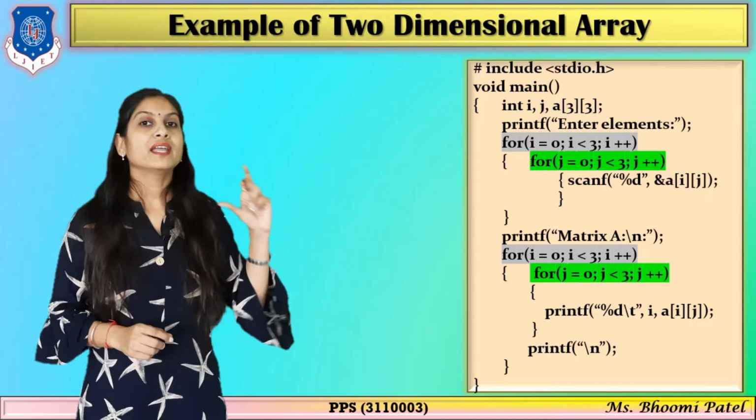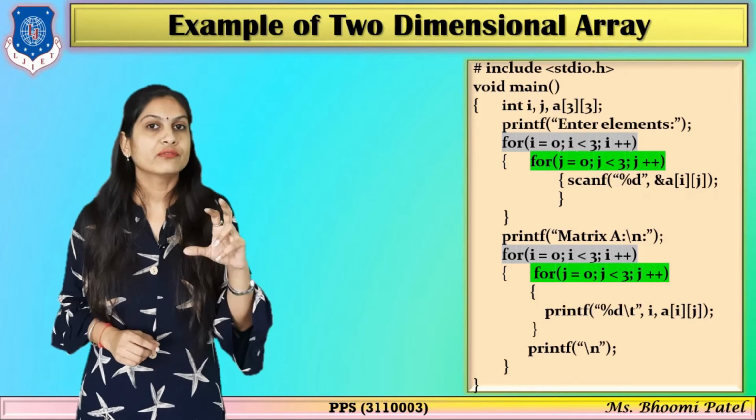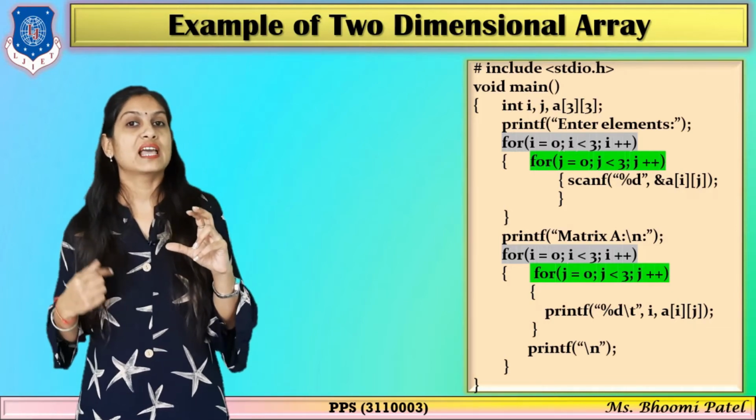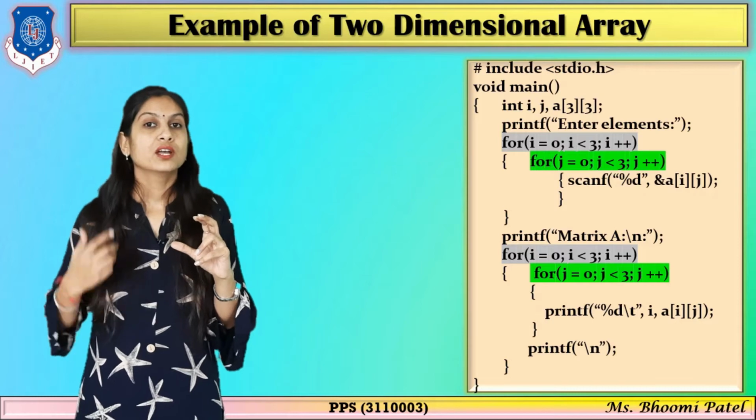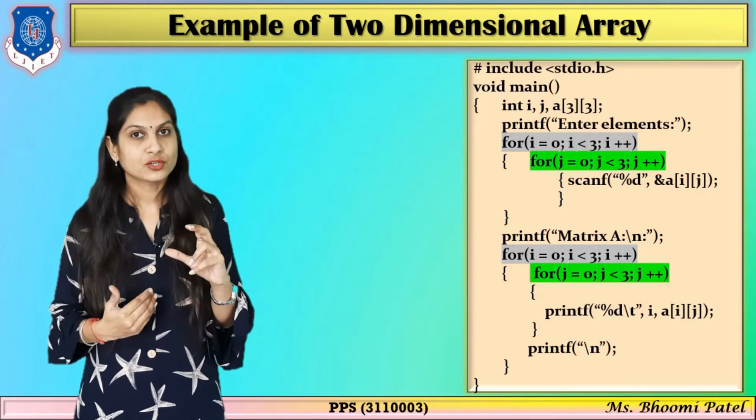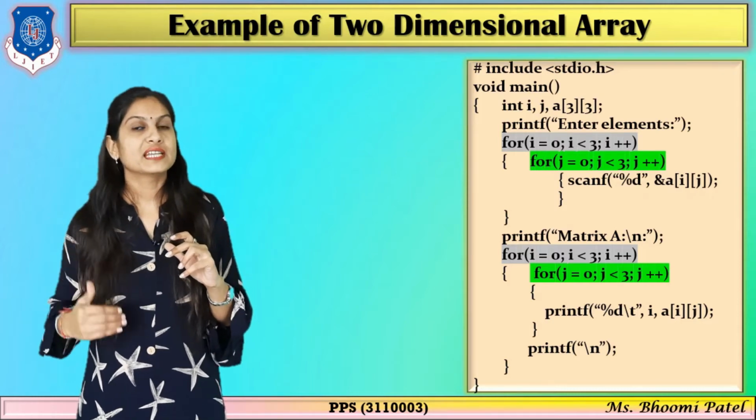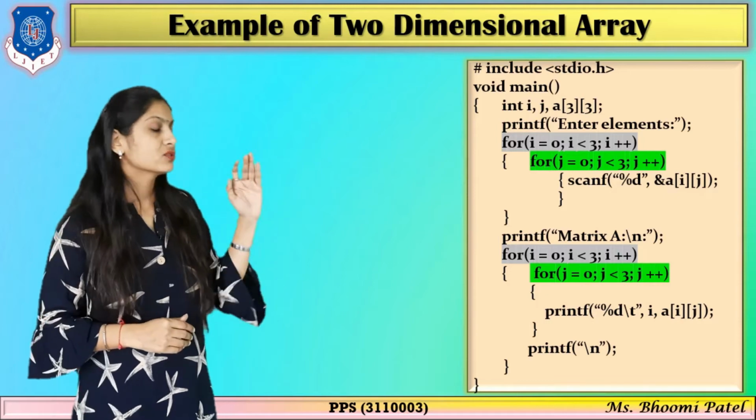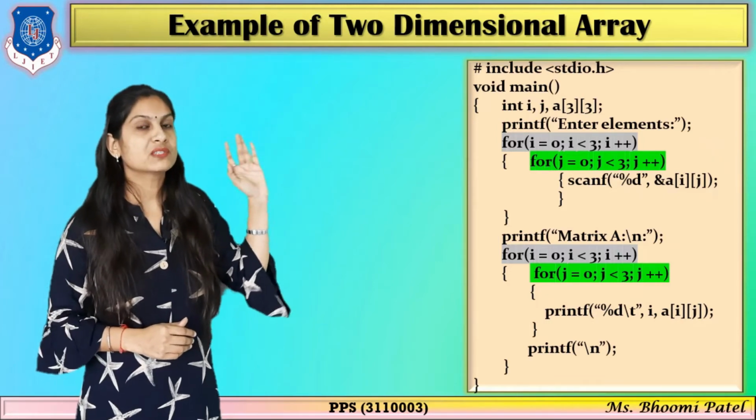Now after completing the second for loop, that is the inner for loop, we are writing printf("\n"). That is for what? To move on to the next row. So row by row the data will be printed. Clear? So what is the output of this program?